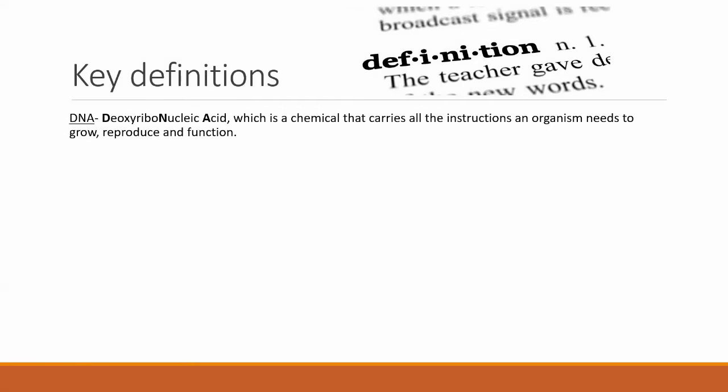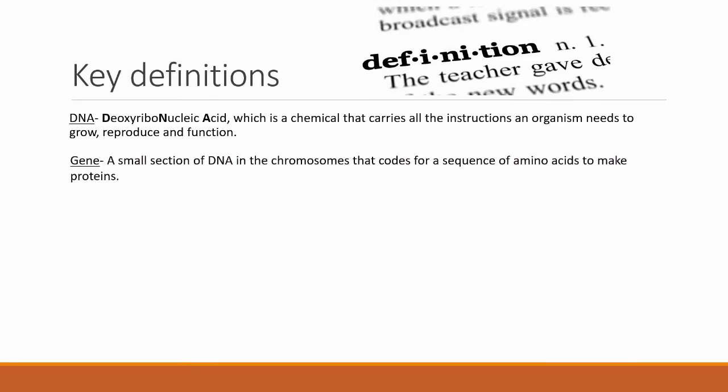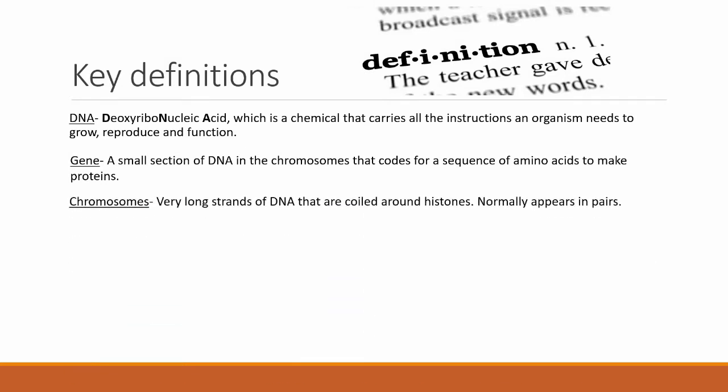Number 1, DNA, or deoxyribonucleic acid, which is a chemical that carries all the instructions an organism needs to grow, reproduce, and function. Number 2, a gene, which is a small section of DNA in the chromosomes that codes for a sequence of amino acids to make proteins. Number 3, a chromosome, which is a very long strand of DNA that is coiled around histones and normally appears in pairs.